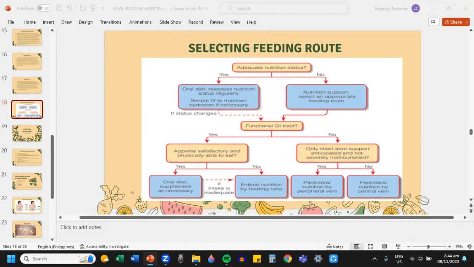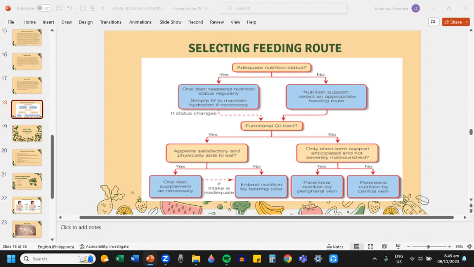Okay, so on the other hand, pag hindi maganda yung nutrition status ni patient, that's the time that they will be ordered to be on nutrition support. Okay, and the doctor will decide for an appropriate feeding route. They will also factor in or weigh on the state of the GI tract. Okay, so let's say hindi maganda yung GI tract niya, hindi functional, then only short-term support is anticipated, and they have to consider yung nutritional status ni patient.